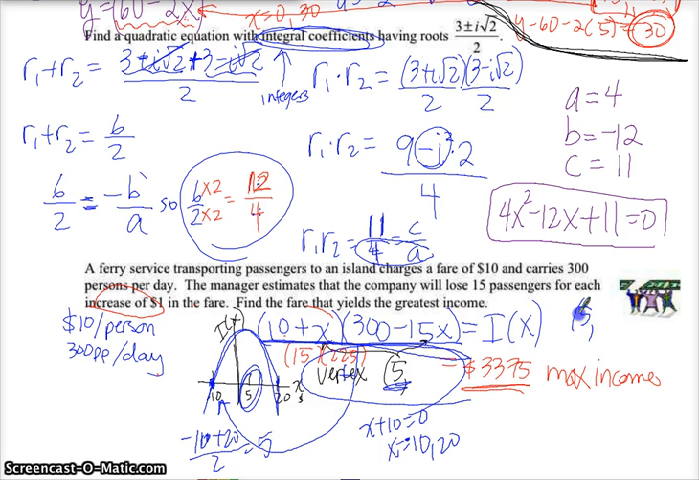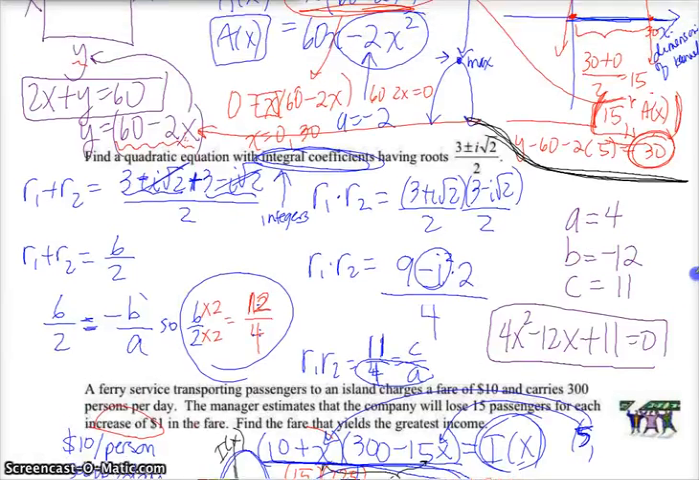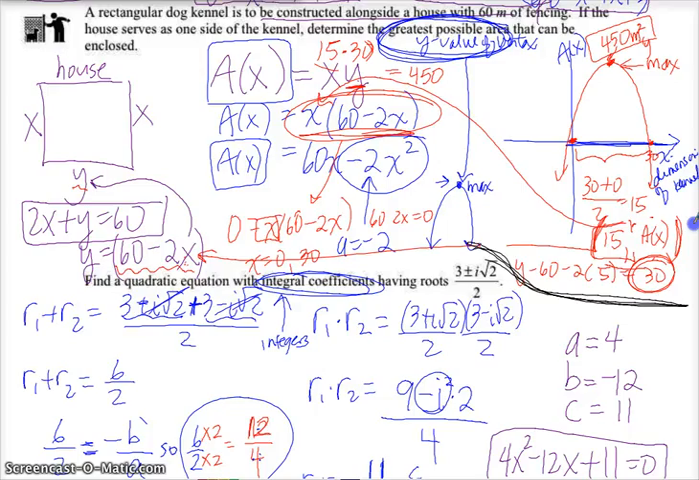How do I get the y coordinate? Well, this time the y coordinate of the vertex is the income, and the only thing I have in here is just that x value, so I just plug it right in. Right, 10 plus 5 is 15, 300 minus 15 times 5, this is 225, and 15 times 225 is $3,375. And that is it, my friends.